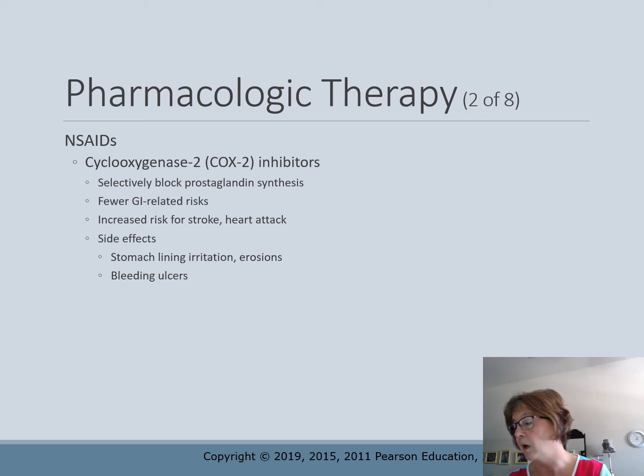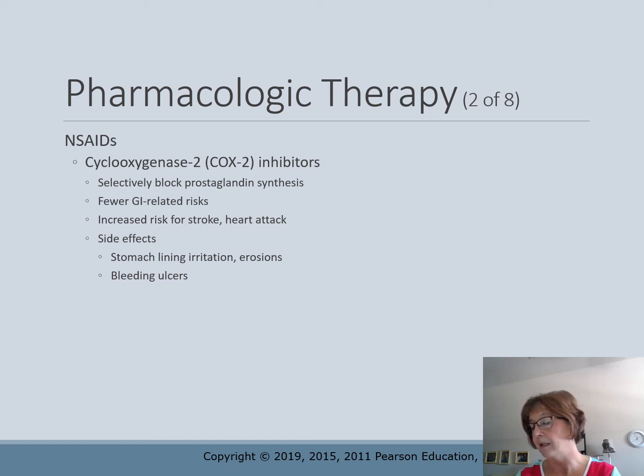And so some of them are Celebrex, which is the only available medication in this class. You have to be careful with Celebrex because it does affect kidney function and it does affect the GI tract. You do have to take a lot of these medicines with food. The most common side effects of NSAIDs are GI: stomach lining irritation, erosions to the esophagus, and bleeding ulcers. Take these medicines with food.